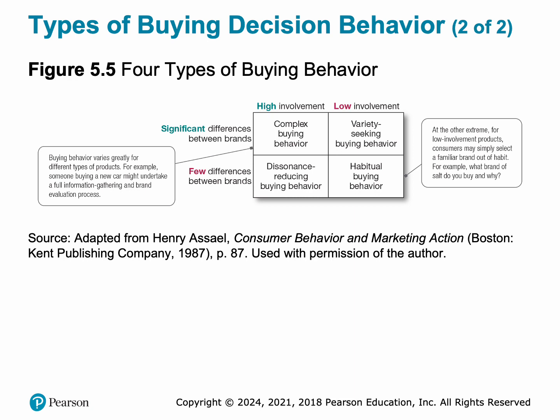But if we think about someone buying a new car, you're typically going to do a full on information gathering, brand evaluation process. But then at the other end of the spectrum, this low information, you may just simply select a familiar brand out of habit. So think about the brand of toothpaste you buy and why. Why do you buy it? Just do that real quick.